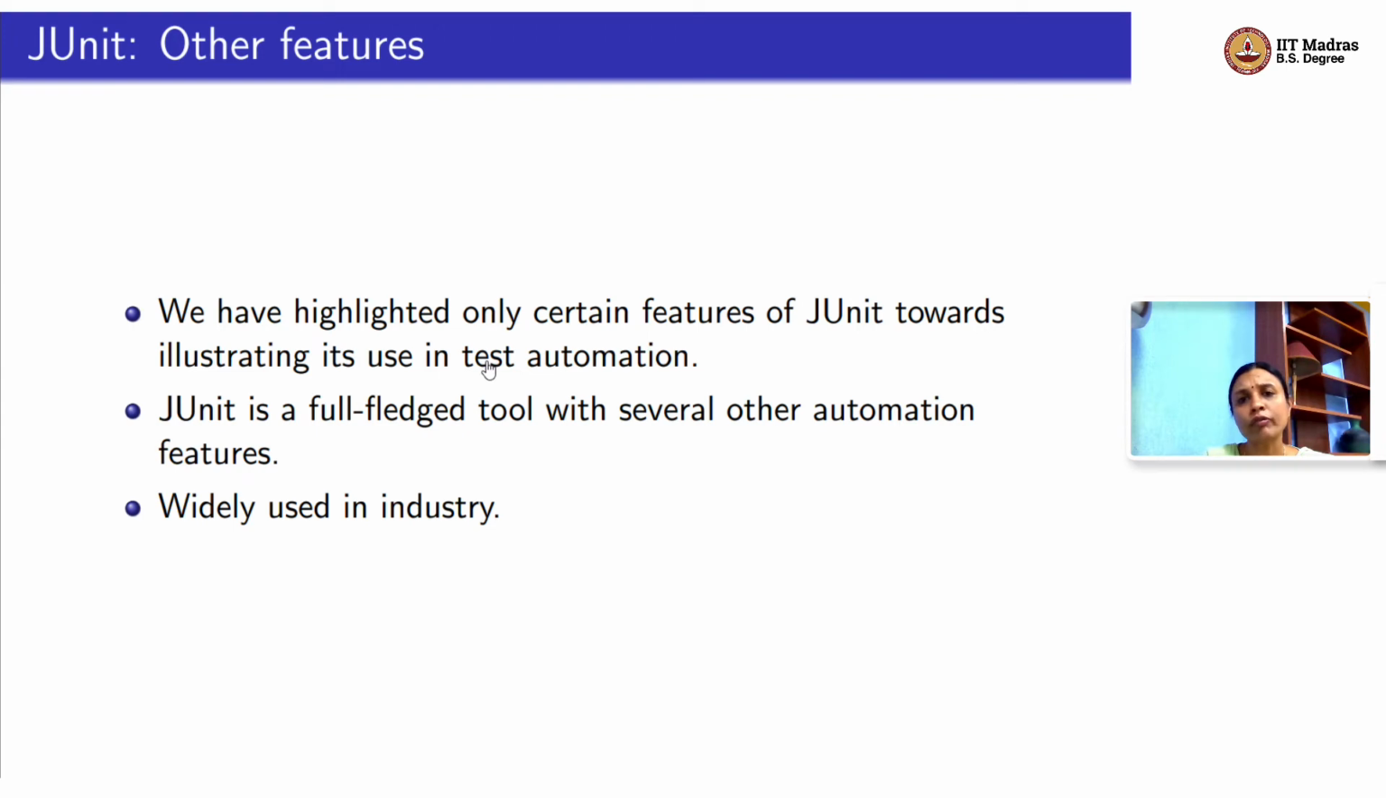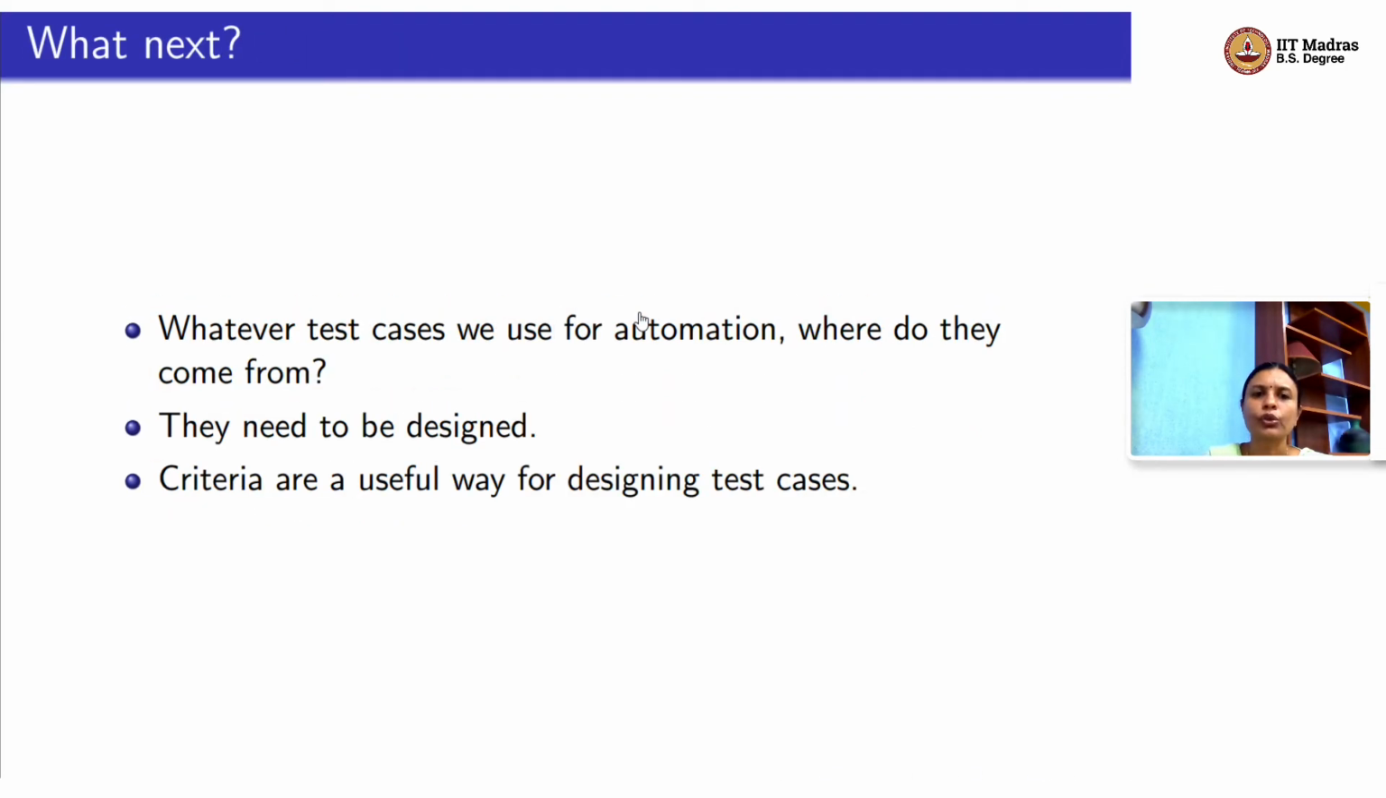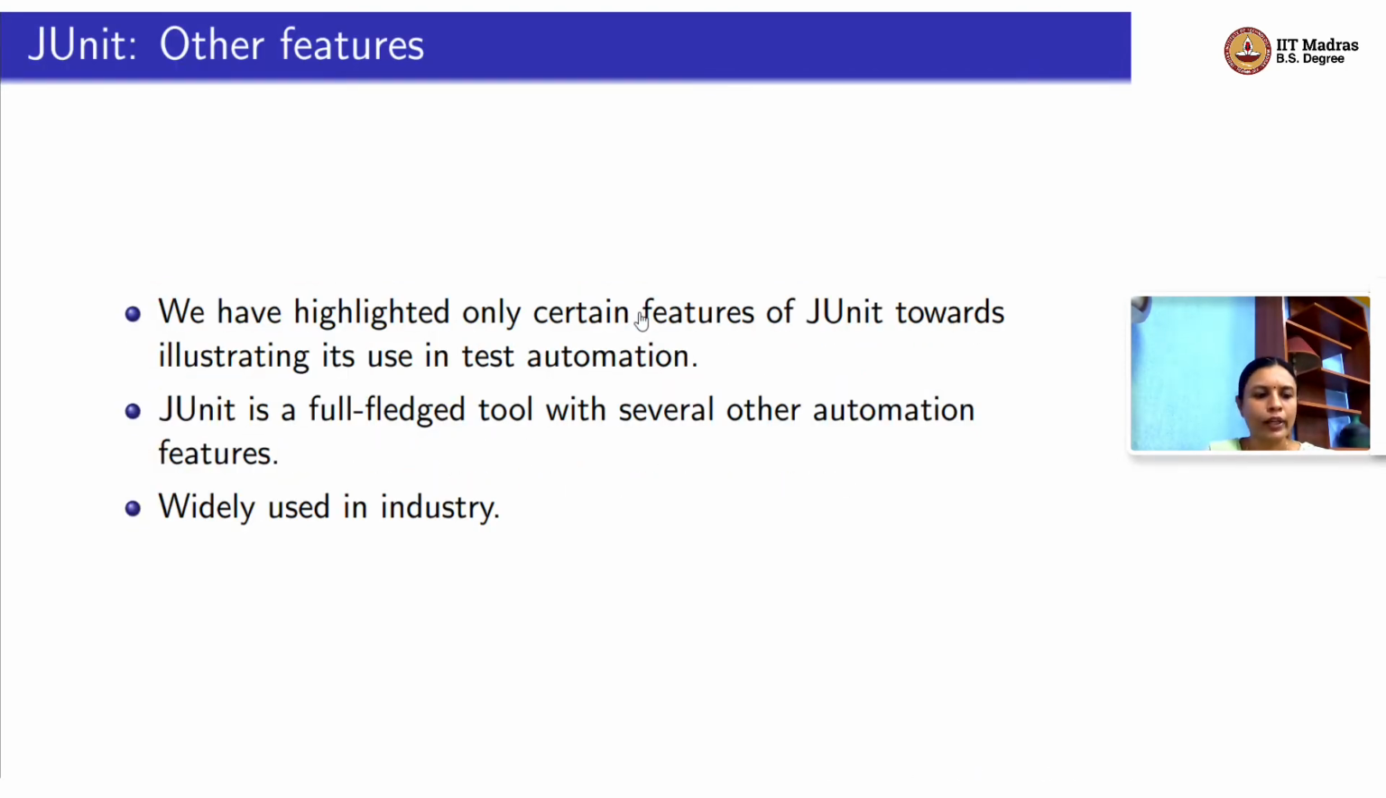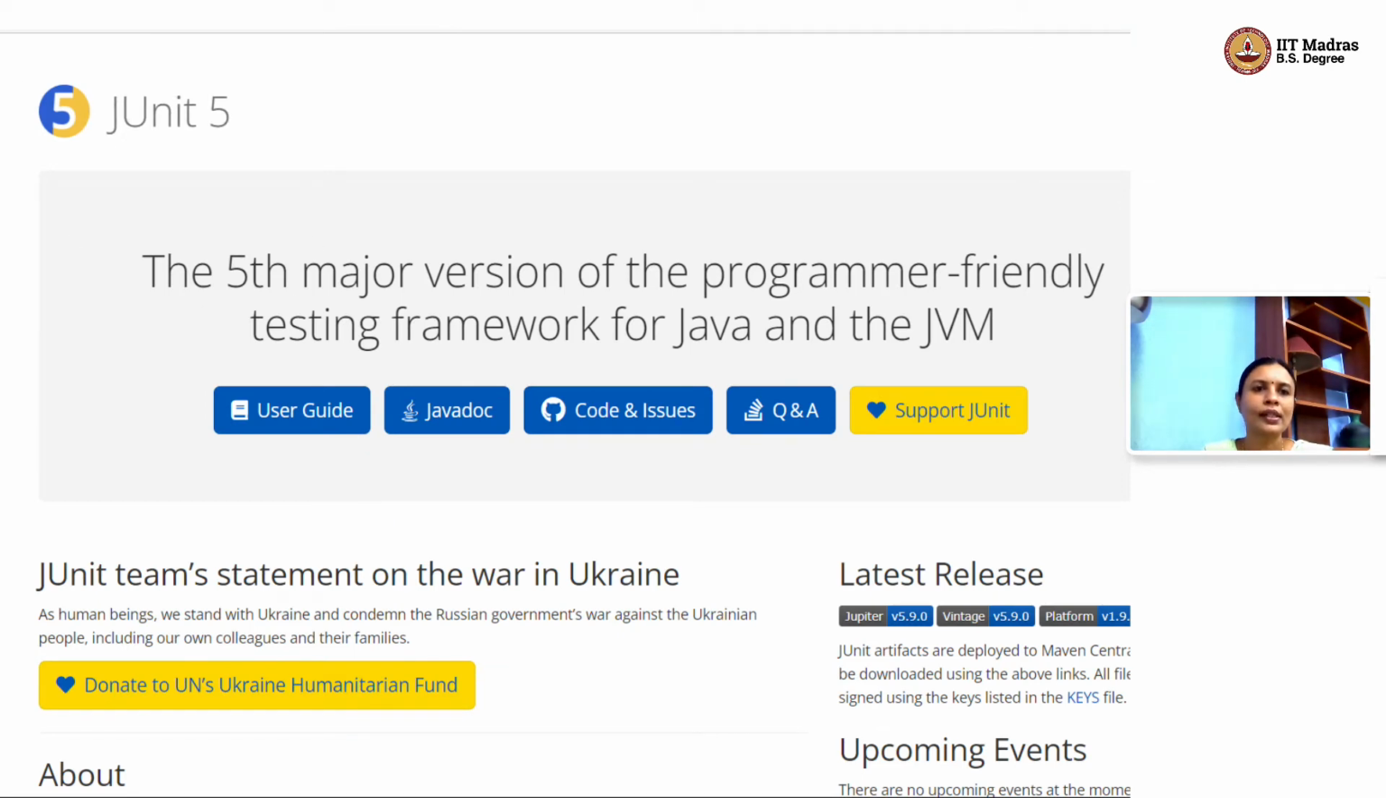So what we've done now is I've just got you started on JUnit, just the basics of it. We've highlighted certain features towards illustrating its use in test automation. Remember, it's a full-fledged tool that is up to date, and it has several other automation features. Even though it's open source, it's used widely in the industry. So what I'll do now is, let's go to the website of JUnit and I'll walk you through what it has. So this is JUnit. Currently the version that is up and running is the 5th version, as it says.